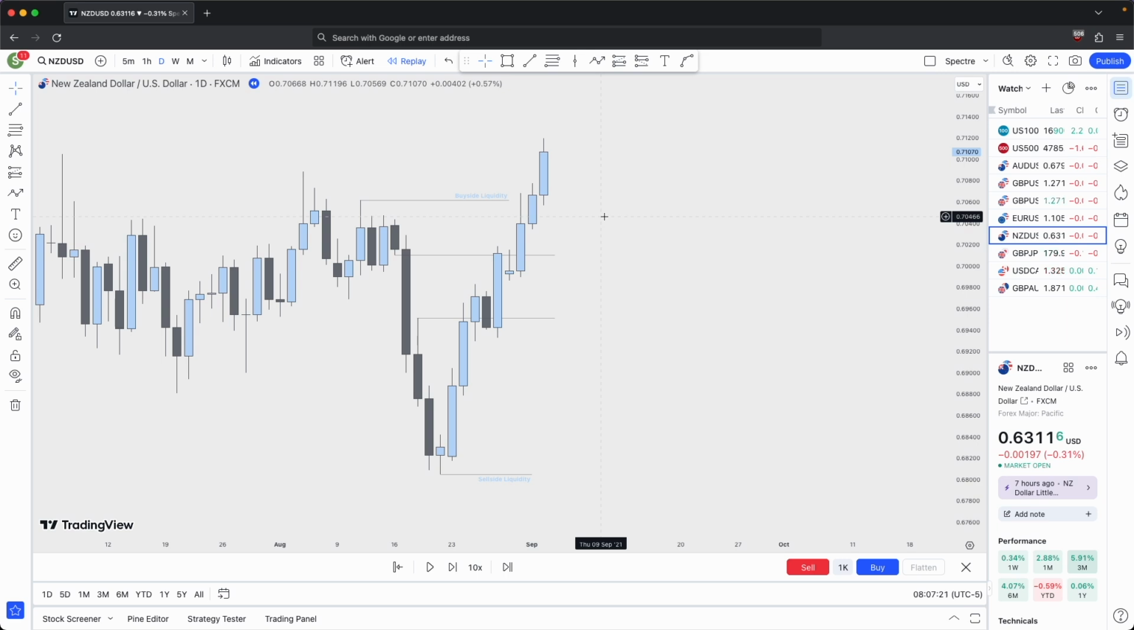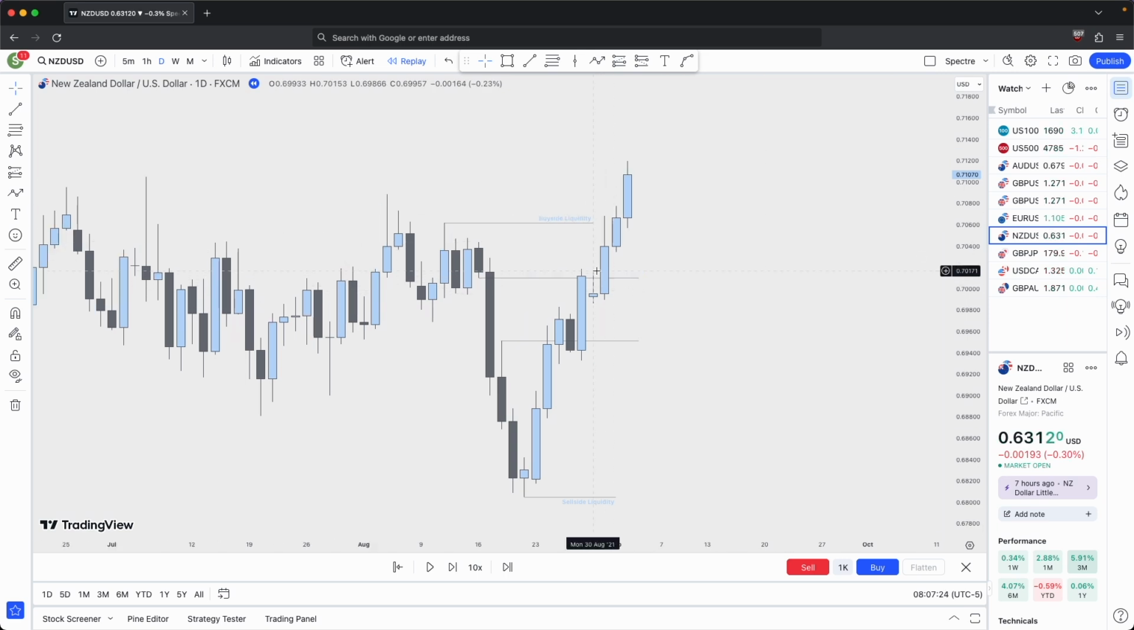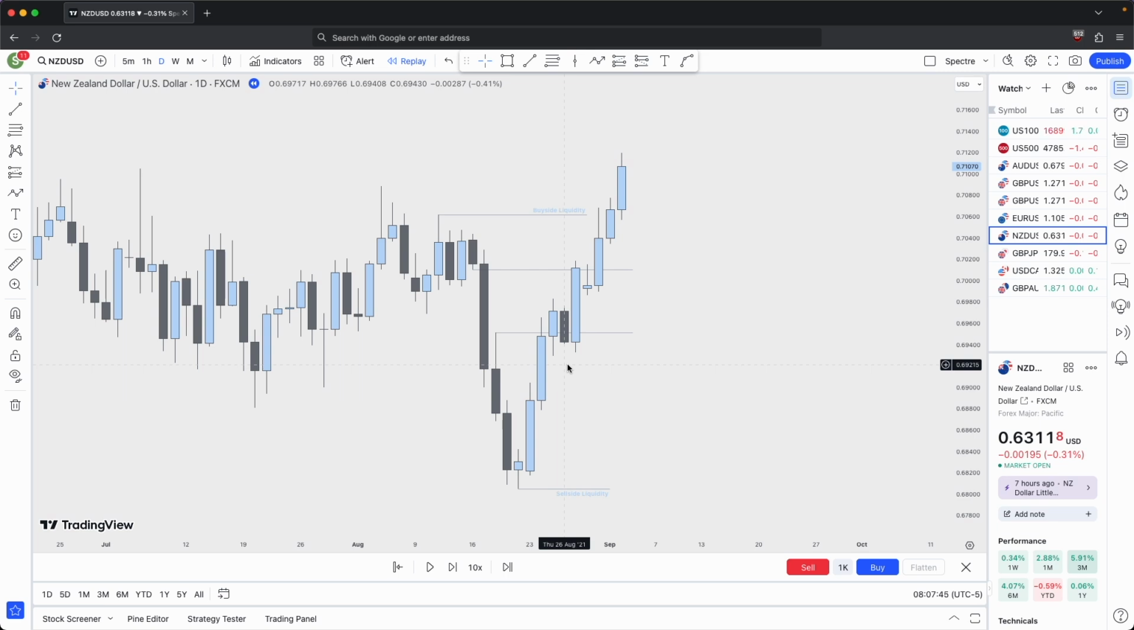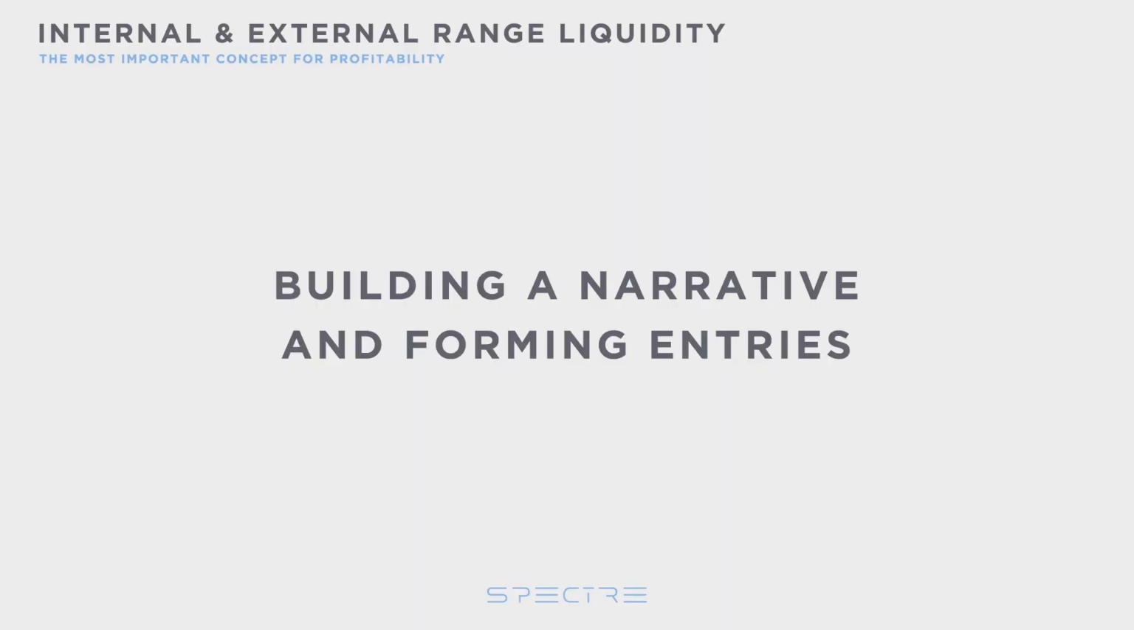So the lesson for this is you can't always expect your internal and external range liquidity to be perfect. A lot of times you will see price move in the opposite direction that you intend for it to do so. However, it will leave behind confluences showing that it will go in the opposing direction, such as disrespecting all of these fair value gaps with heavy displacement, which is your change in state of delivery. Now let's look at how you could build a narrative and how you could utilize them for your entries.